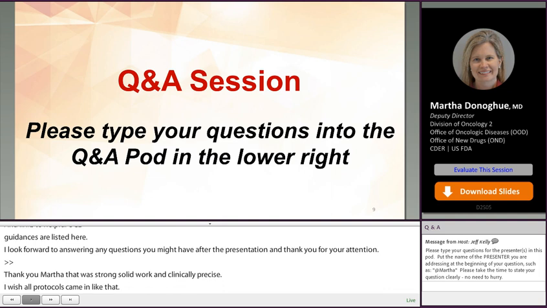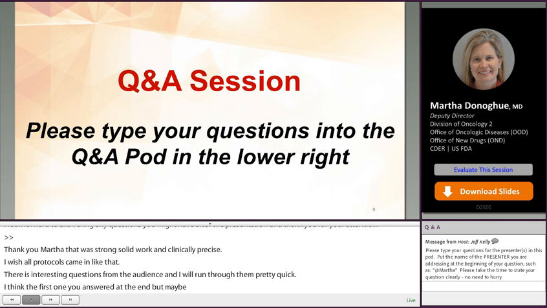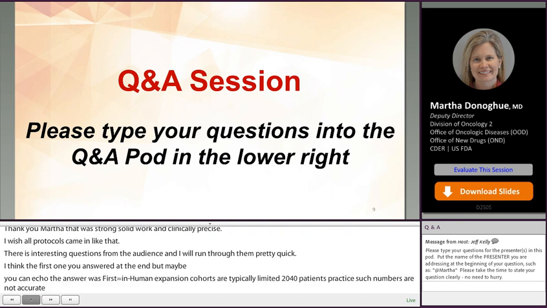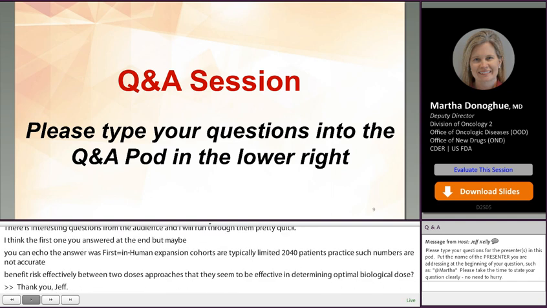And I think the first one you kind of answered at the end, but maybe you can re-echo that answer. First in human expansion cohorts are typically limited to 20 or 40 patients. In practice, such numbers are not adequate to compare benefit risk effectively between two doses. What approaches does FDA seem to be effective in determining an optimal biological dose? Thanks, Jeff. That I could probably speak to for over an hour, but I'll try to distill it into a short answer.